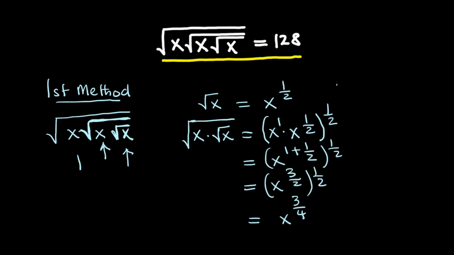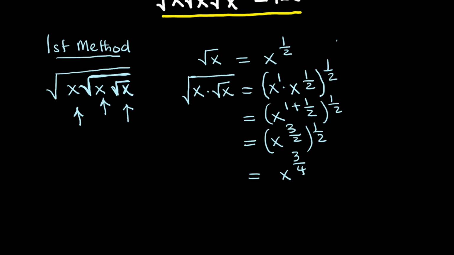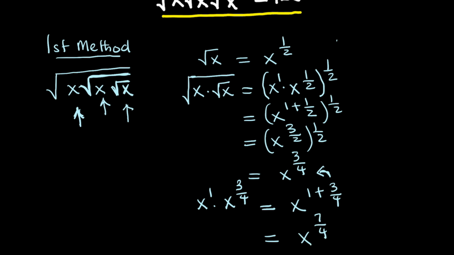The next will be to move to the next x here. So we got x raised to power 3 over 4 so far. Now let us multiply that by x. This will be x times x raised to power 3 over 4, which is equal to, remember, this is x raised to power 1, and by law of indices we are allowed to add them together, 3 over 4 like that. So this gives us x raised to power 7 over 4.